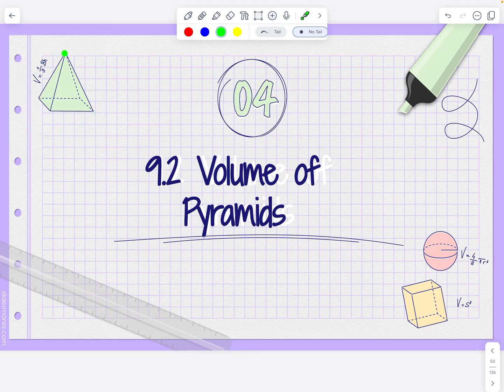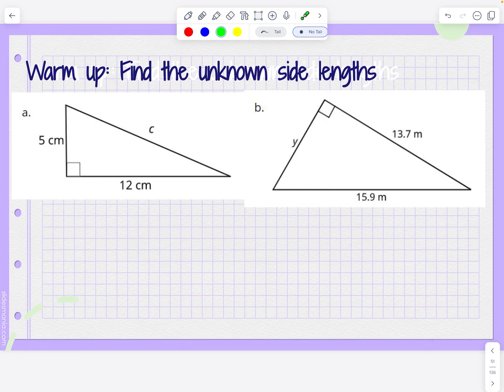So this here is a pyramid that comes to a point. Before we get into this, we've seen a lot of this lately, so let's continue. Let's find these unknown side lengths. So here you've got some right triangles, right? You can find the unknown side length using the relation a squared plus b squared equals c squared.